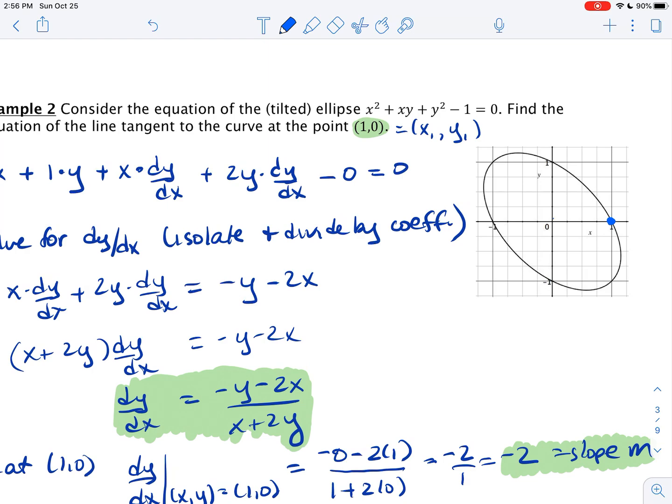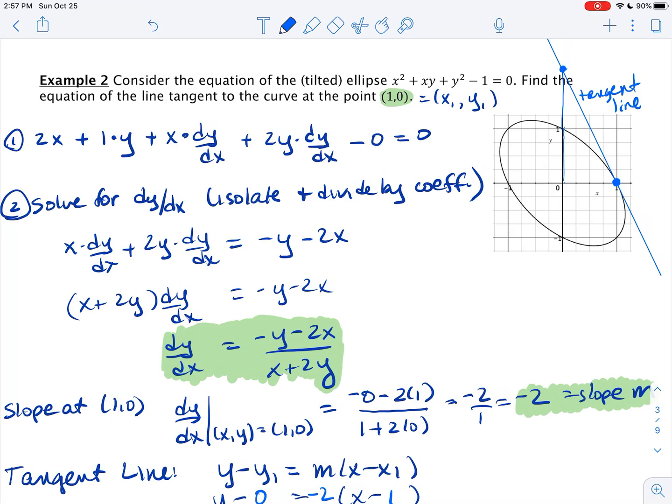And I can kind of tell, because here's my point, right? And if this is 1, then 2 is going to be kind of up here. And if I go down 2, 1, 2, and over 1, I get to my point, and if I connect the dots, I can see that that makes sense, right? And that's my tangent line.